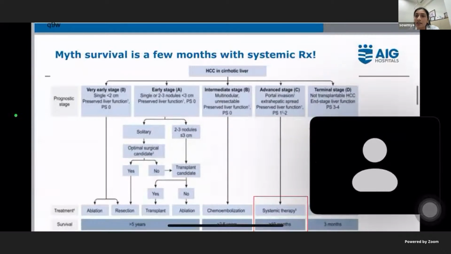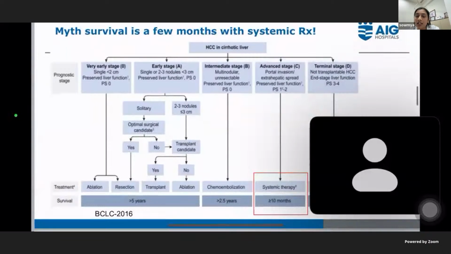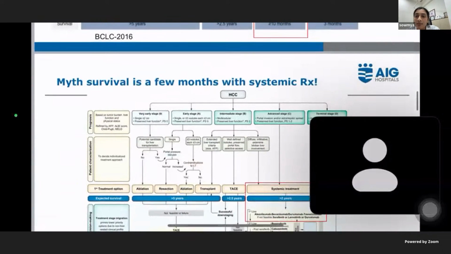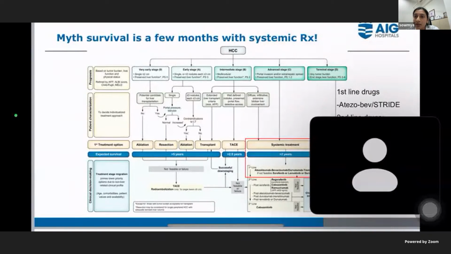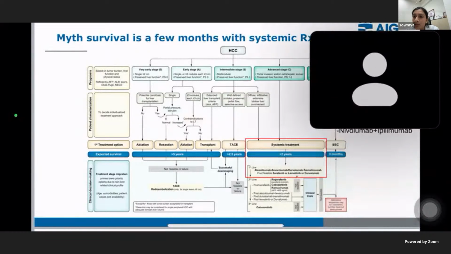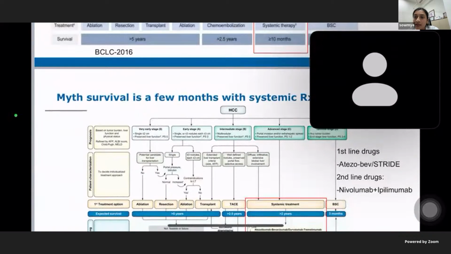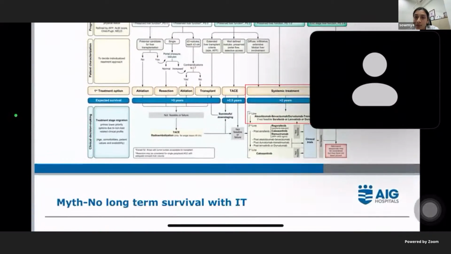And it's a myth that survival is only a few months with systemic therapy. According to BCLC staging and response in the year 2016, the systemic therapy had overall survival of approximately 10 months only. However, with the advancements in the systemic therapy options, with the advent of immunotherapy, the systemic therapy has proven to be beneficial up to 2 years in patients with advanced stage of HCC, and comparable benefits with the newer tremelimumab and durvalumab combination also.